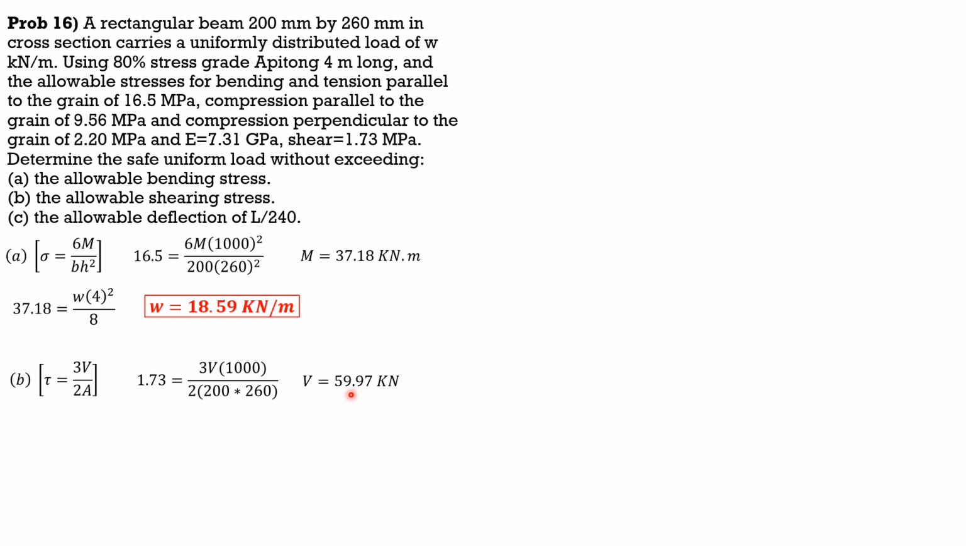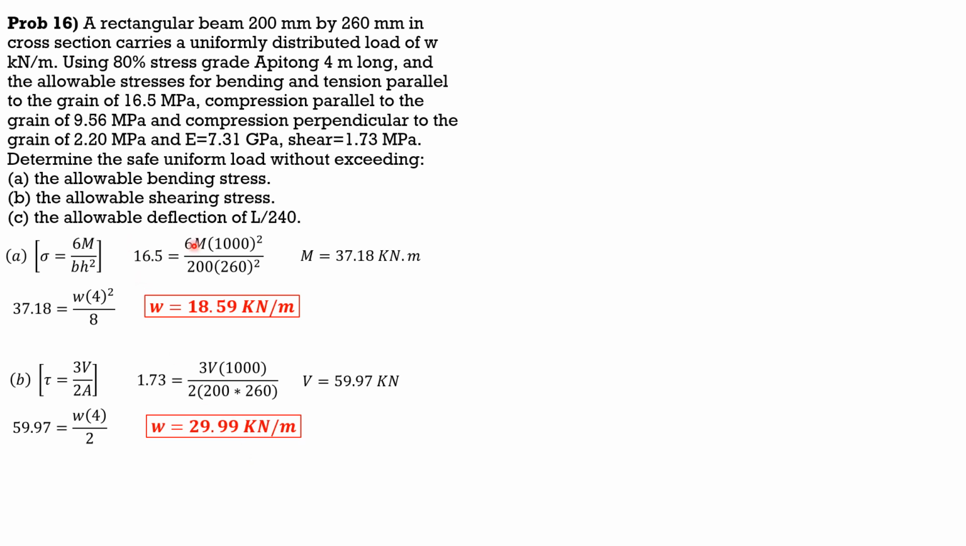Then the maximum shear occurs just to the right or just to the left of the support, and it is WL over 2. So 59.97 equals W times length 4 over 2. So W can now be computed. It is less than or equal to 29.99 kilonewtons per meter.